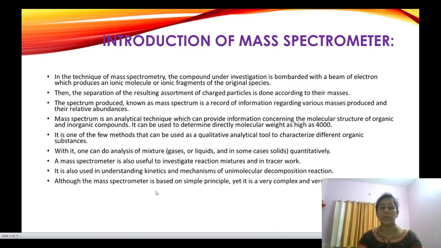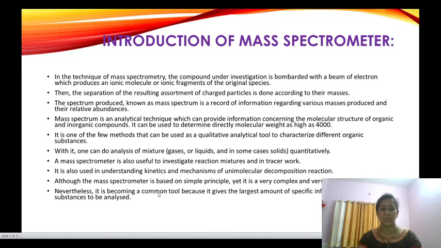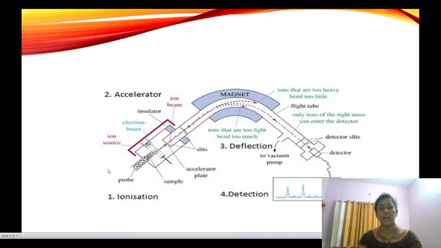Although mass spectroscopy is based on a simple principle, yet it is a very complex and very expensive instrument. Also, now it is becoming a common tool because it gives a large amount of specific information about the substance to be analyzed. Now here I am showing you the schematic representation of this mass spectrometer.